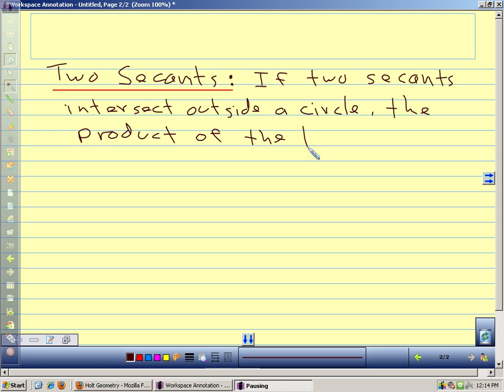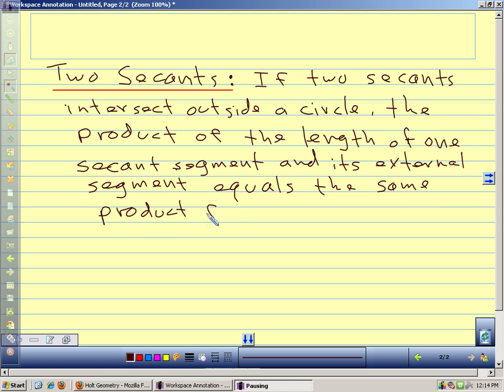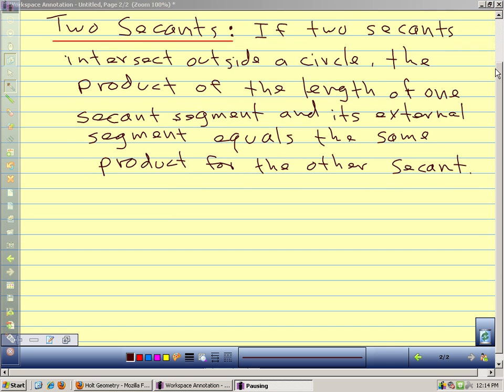of the length of one secant segment with its external segment equals the same product for the other secant. So let's draw a picture to see what this is telling us. So this is our theorem.